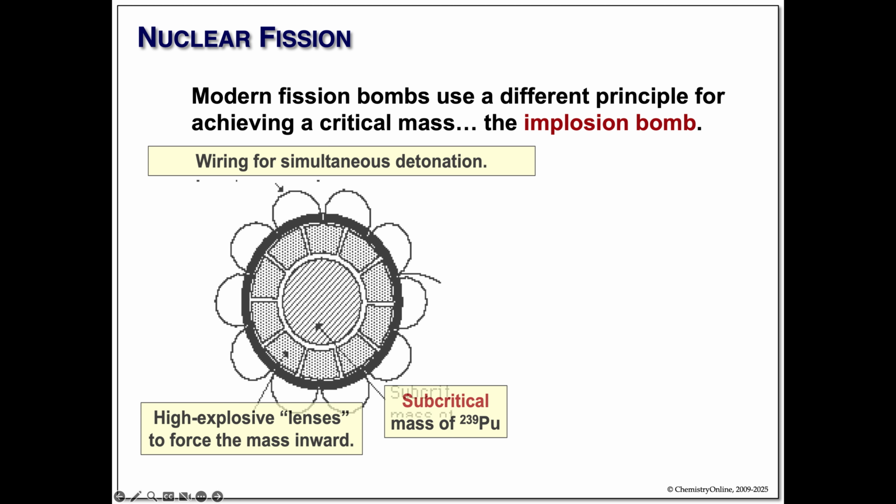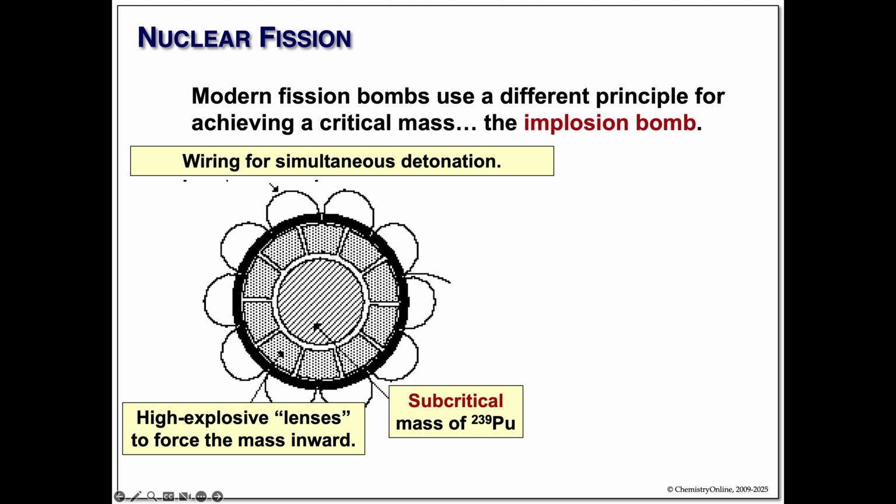Instead, they do an implosion bomb. An implosion bomb uses just a fraction of the stuff that it takes to make a gun type. You typically use plutonium instead of uranium-235. Plutonium you could use for making a reactor, or a breeder reactor. The one thing that is tricky about an implosion bomb: your subcritical mass is in the middle.